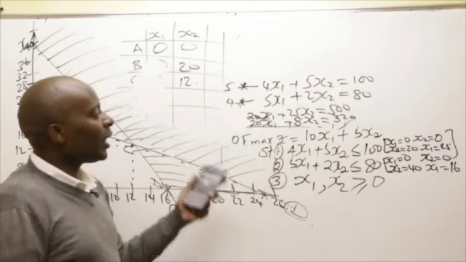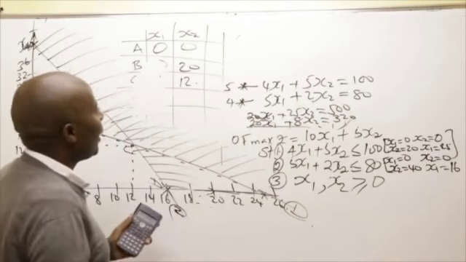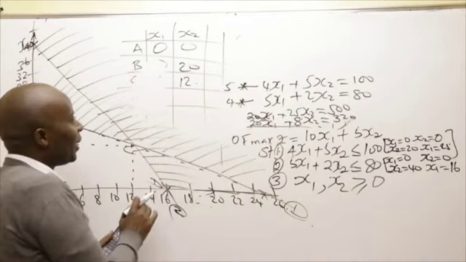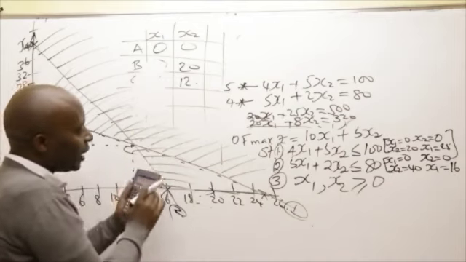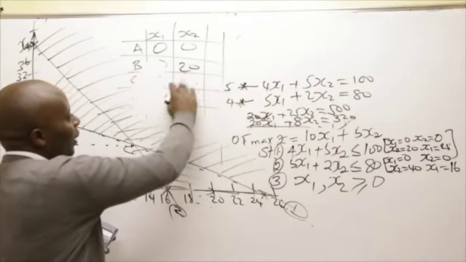So I'm getting x2 is 11. x2 is the one that is 11.